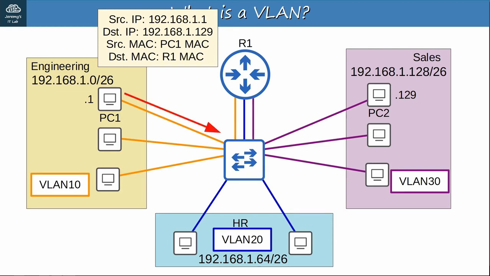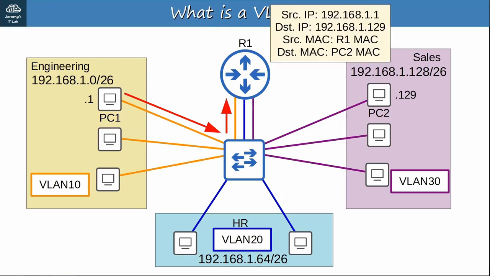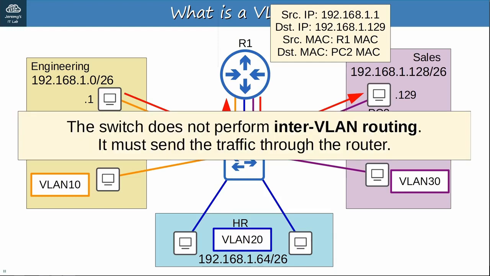If PC1 wants to send this same unicast frame to PC2, it will function just like before. It sends it to the switch, which sends it to the router, which changes the source and destination MAC addresses, and sends it back to the switch, which sends it to the destination. Notice that the router is used to route between VLANs. The switch does not perform this inter-VLAN routing. It must send the traffic through the router.